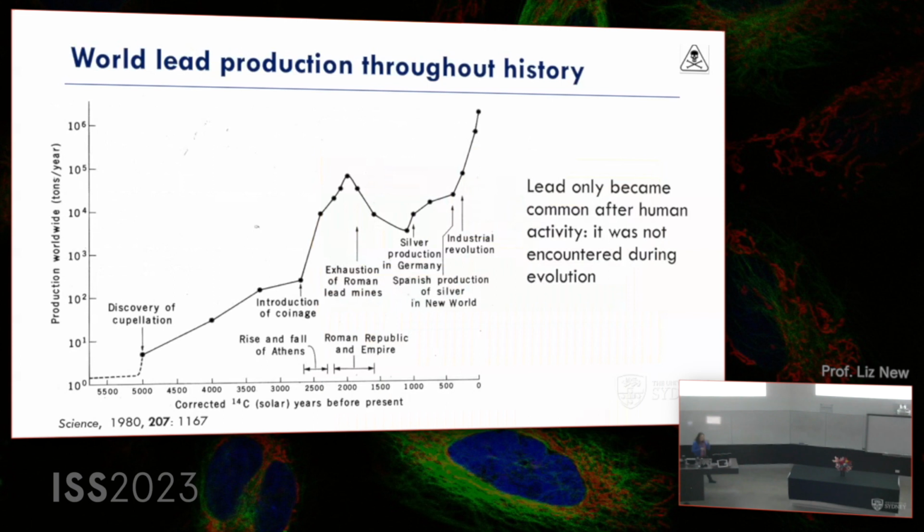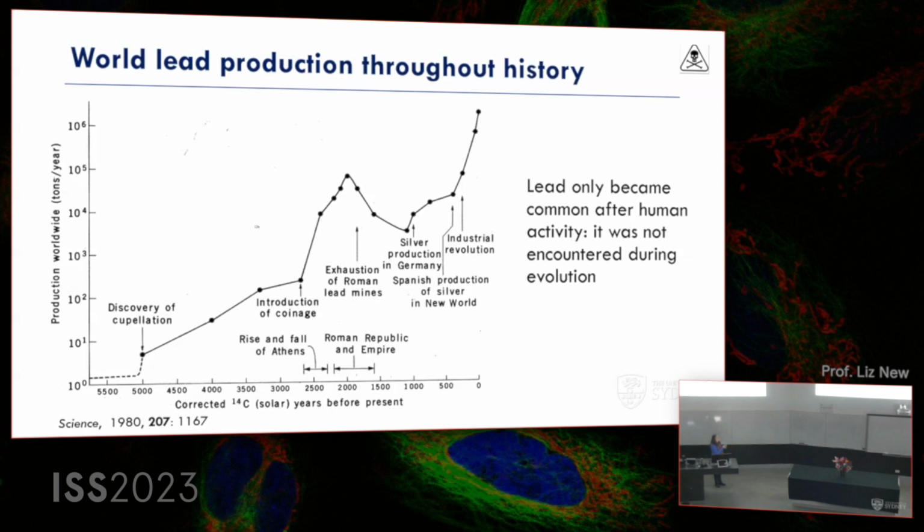So if we look here at the production worldwide of lead, you can see this is 5,000 years before present, or before 1980 when this paper was published. This is when they first discovered a really simple method of extracting lead from ores. This is when they introduced coins, and therefore they needed to extract lead to make their coins. And you can see that in the Roman period, they were producing a huge amount of lead.